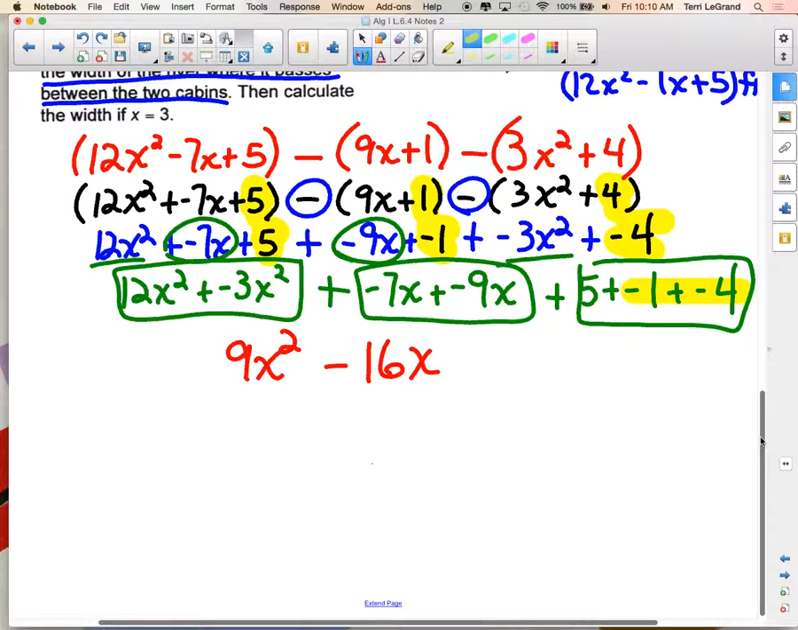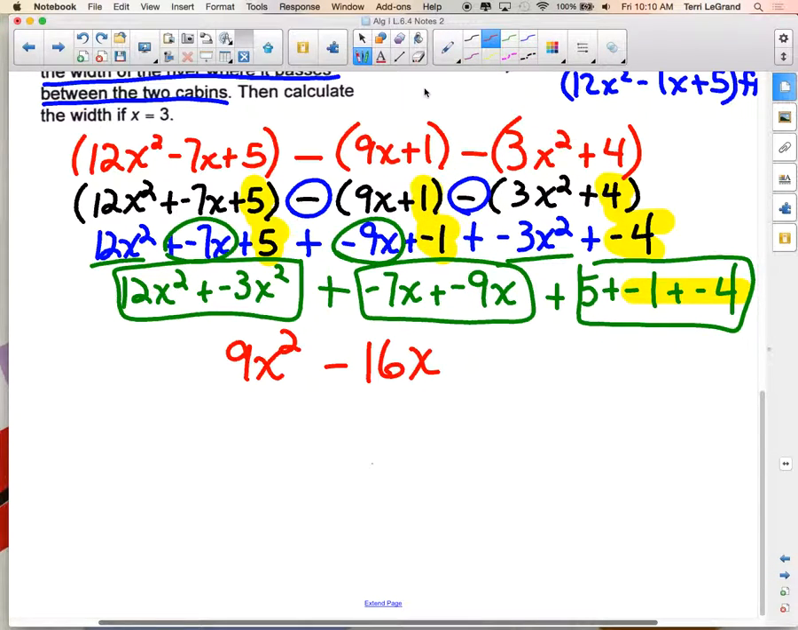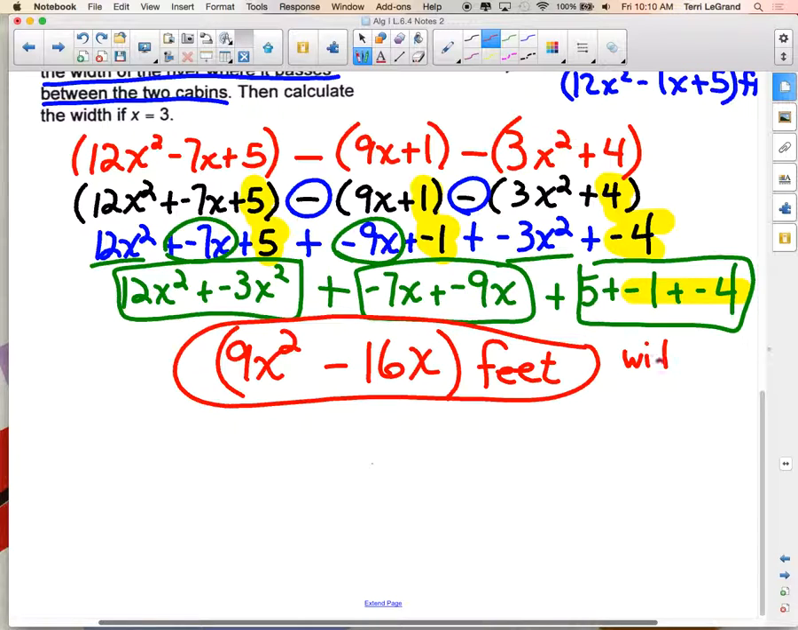Okay, so what did we just find though? The width of the river. We just found the width of the river, and what was all this measured in? Feet. So let's put here, after we circle that, this is the width of the river. And we were finding it specifically between the two cabins, where it passes between the two cabins, so we don't need to put that part.